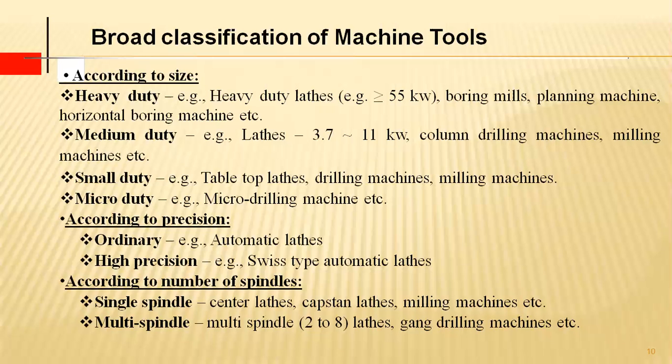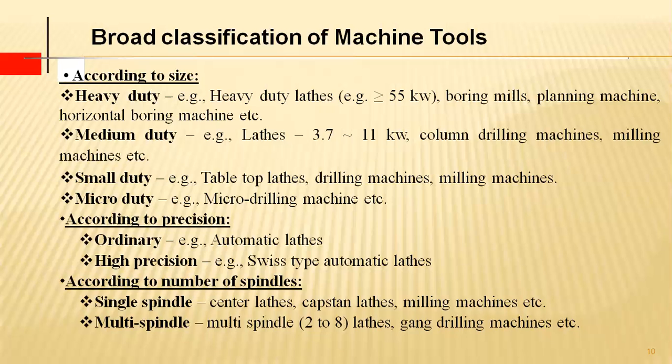According to the precision, that is efficiency levels after the working process, machines are classified into ordinary and high precision. Coming to the ordinary, automatic lathes play a major role. High precision, in the sense, Swiss type automatic lathe machines need to be incorporated with additional equipment.